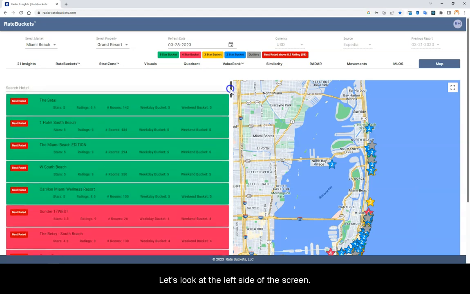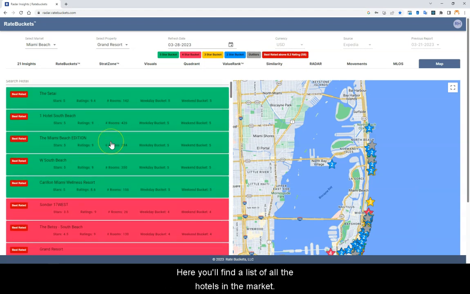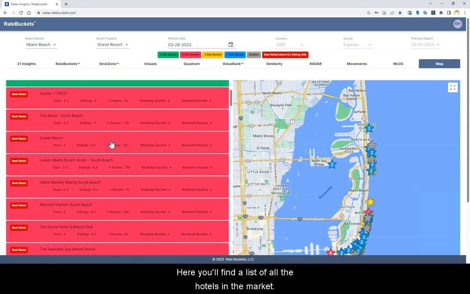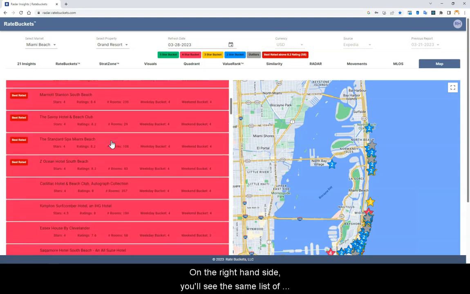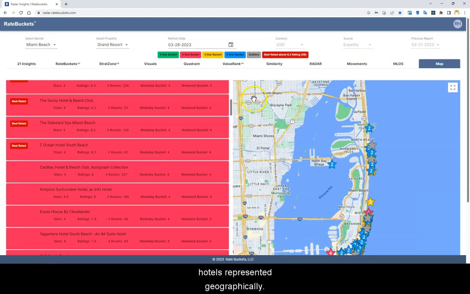Let's look at the left side of the screen. Here, you'll find a list of all the hotels in the market. On the right-hand side, you'll see the same list of hotels, represented geographically. The other information on this screen, including the different colors, will become clear once we explore the next tab.